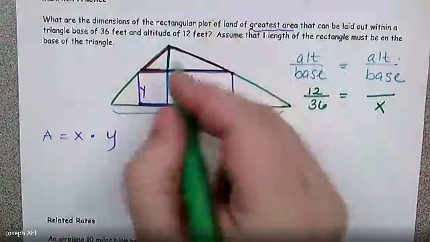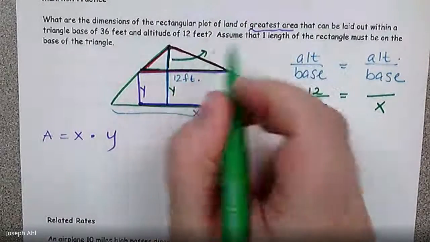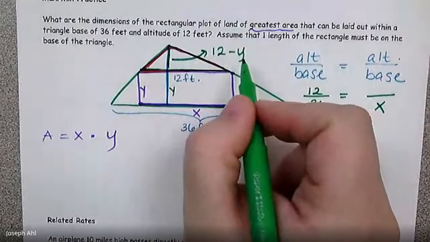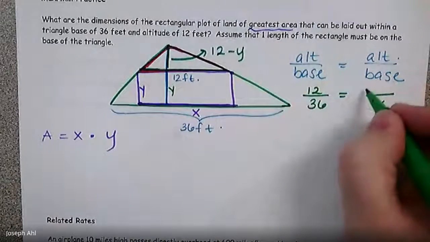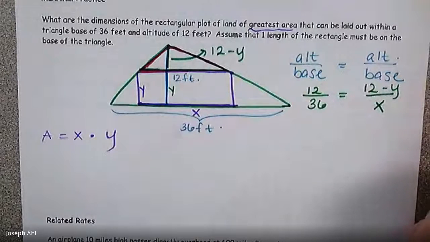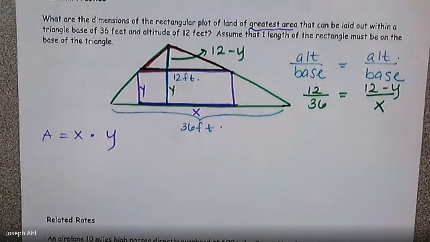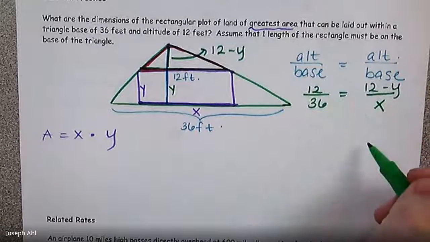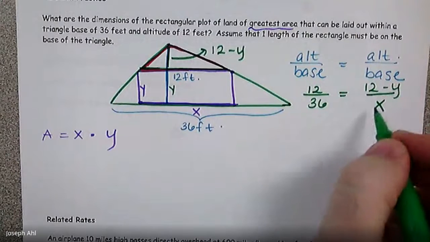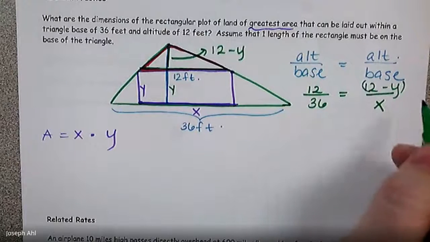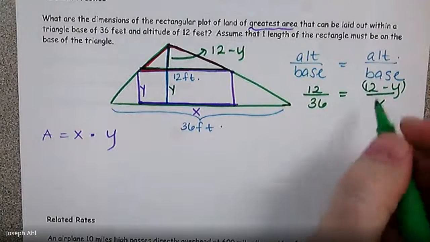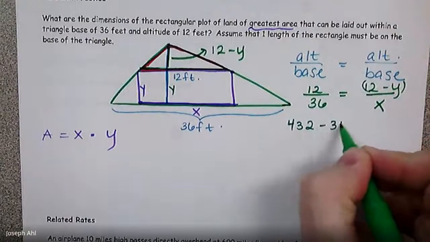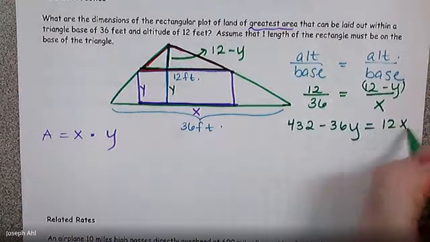And if the total altitude is 12, then the altitude of my triangle up at the top here is 12 minus y. So set that to be this altitude up here. Okay. So then from there, it's just a quick cross multiplication step, and then we'll get y in terms of x. So when I do that, 36 times 12 minus y would wind up becoming 432 minus 36y. That equals 12x.